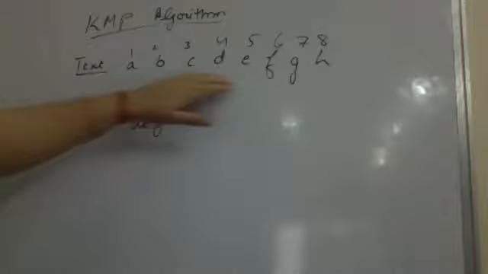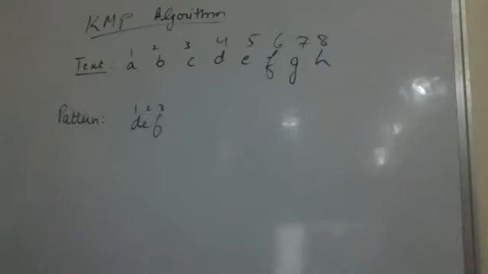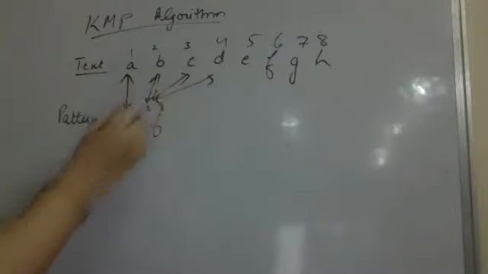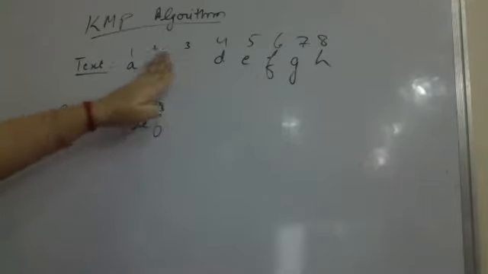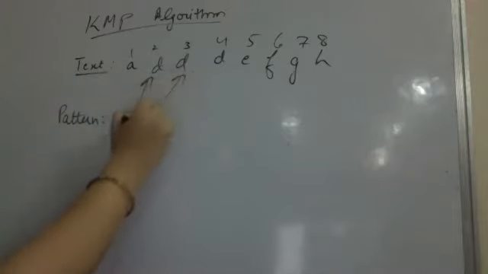If I have a string A, B, C, D, E, F, G, H, and I am to search for a pattern D, E, F within it, I will match A with D, B with D, C with D, and D with D. Once I find a match, I match E with E, F with F. In case I had two D's here, just for example, after matching D with D, I try to match D with E.